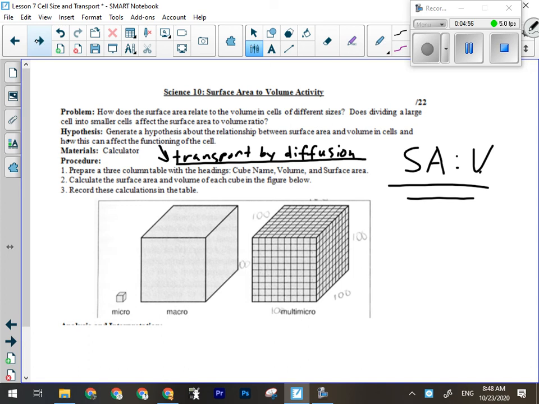Sorry, what was the and part? The and part is, and cell size affects transport. Then, as the cell gets bigger, you tell me. Maybe mention what we talked about just a few minutes ago about diffusion as it has to go further.